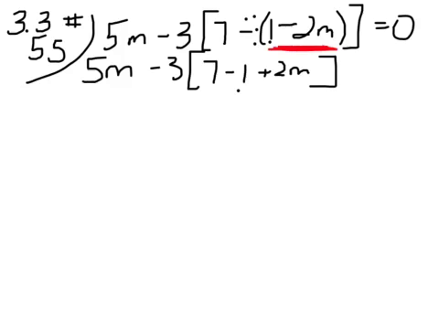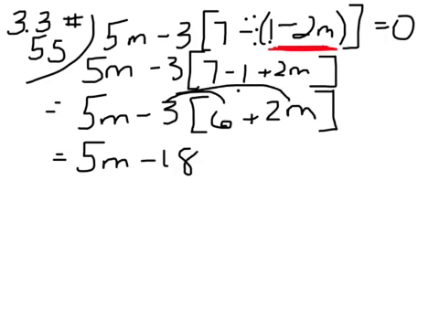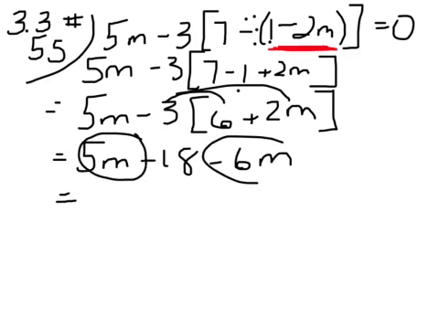All right, PEMDAS says keep working in those parentheses, so that's what we're going to do. Inside the parentheses, 7 minus 1 is 6 plus 2m. Well, that's all we can do there. Now I notice that I got a number in front of there, and I know I can distribute, so let's go ahead and distribute. -3 times 6 is -18. -3 times 2m would be -6m. And now 5m minus 18 minus 6m, let's see, these are like terms, aren't they?